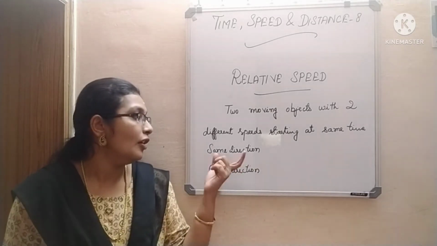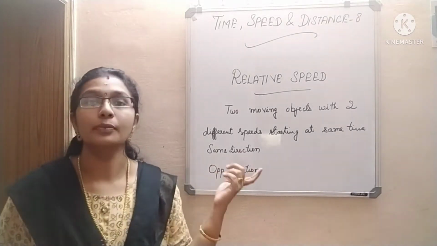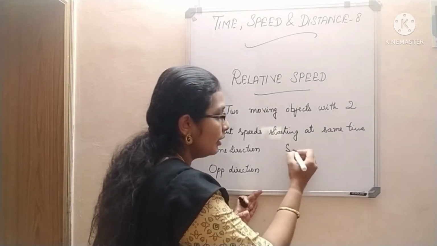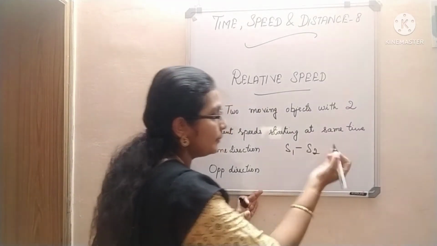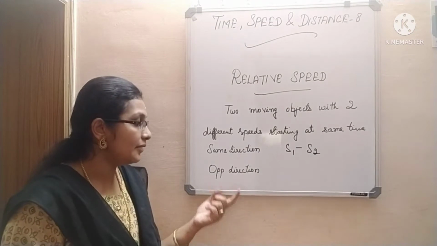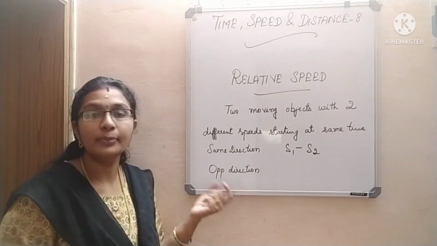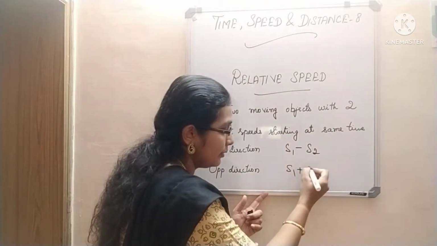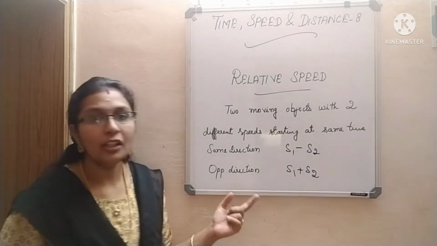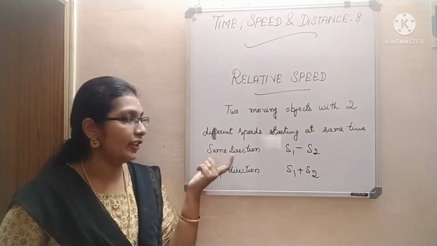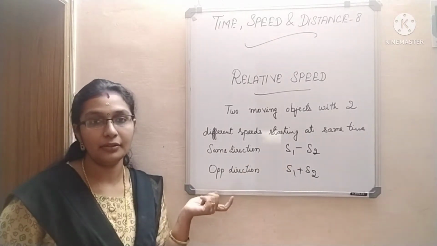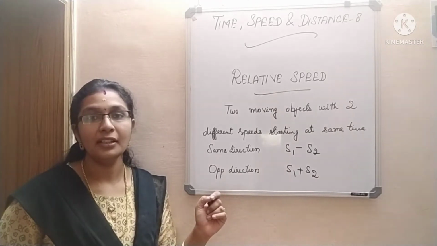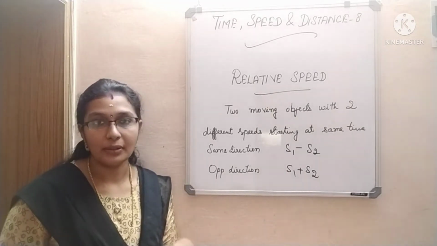When you have two objects moving in the same direction, you will subtract their speeds. Whereas when you have two moving objects moving in opposite directions, you will add their speeds. Clear? You need not memorize that for the same direction it is S1 minus S2 and for the opposite direction S1 plus S2. Don't memorize this. Instead, understand the concept clearly.